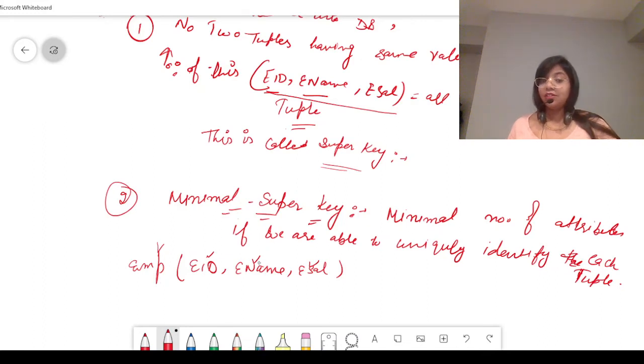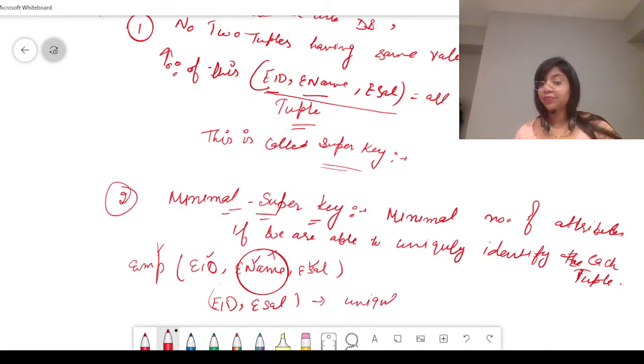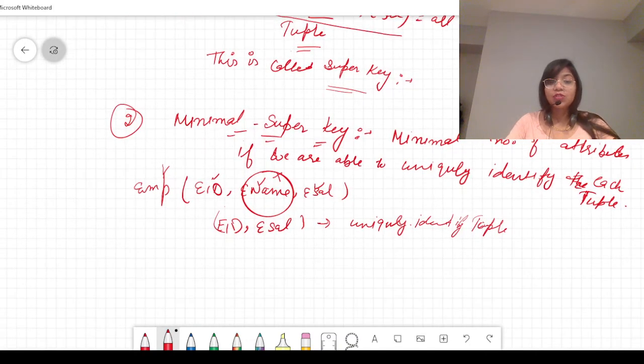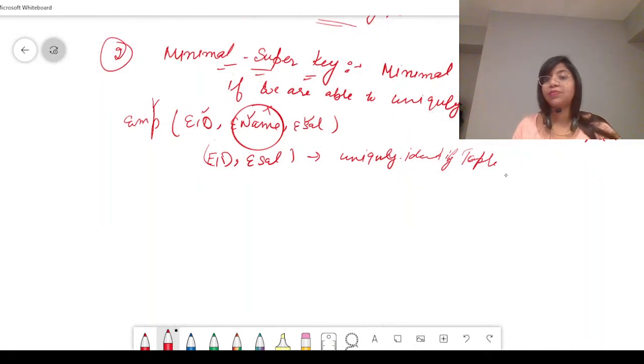If I eliminate one of the columns, like ename, because ename is not able to uniquely identify the tuple, since two employees have the same name, maybe EID and eSalary is also able to uniquely identify the tuple. So it is also capable of doing this, and this is also called a super key. And the third one is also called a super key.